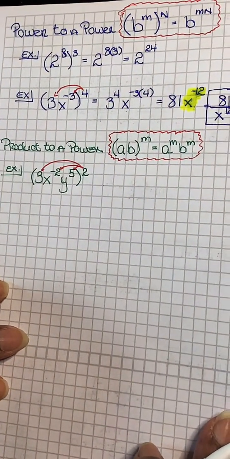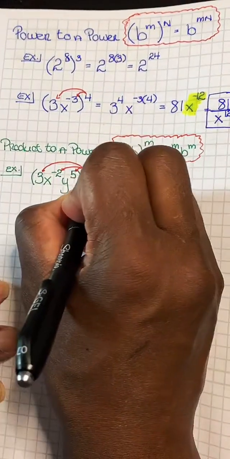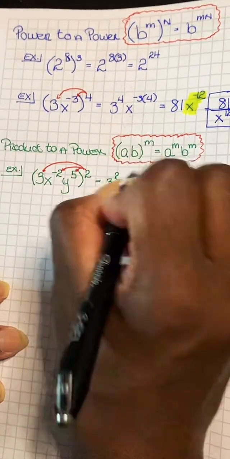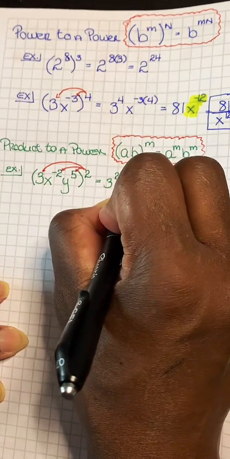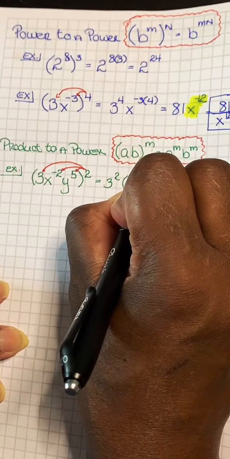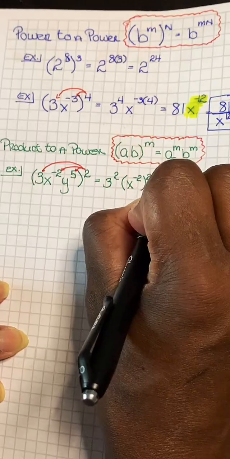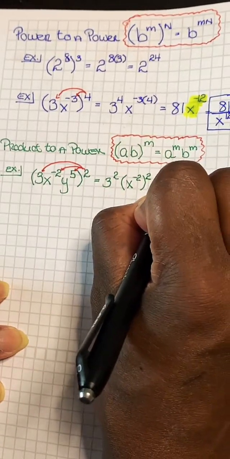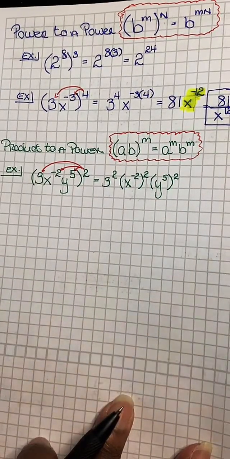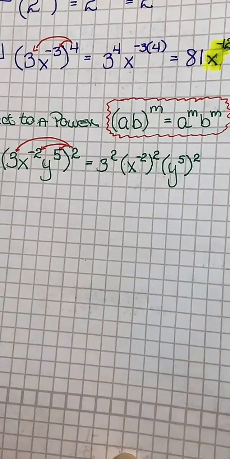So if I may rewrite this, this is saying I have 3 being raised to the second power, I have x to the -2 being raised to the second power, and I have y to the fifth being raised to the second power. So everything is being raised to the second power.